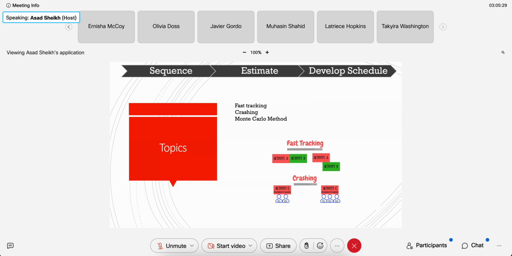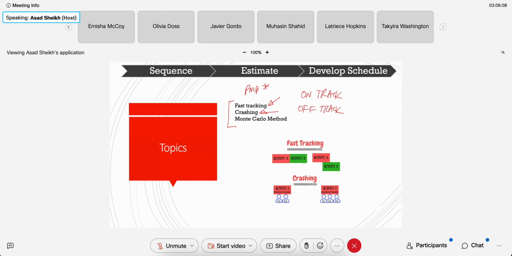Let's keep going. So this is a critical concept from a PMP standpoint, and has to do with the schedule. So once you have the schedule, now you need to worry about being on time, on track. If you're on track, great, no worries, no problem. If you're off track, what do you do? You have two options. Either you fast track or you crash your schedule.